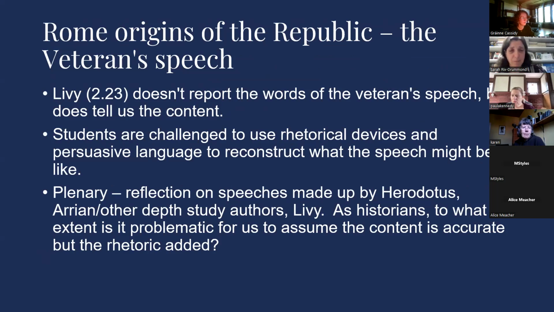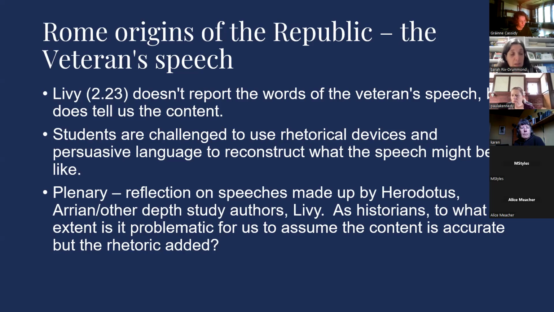And then the last thing I do for Rome is I get them to write their own veteran speech. Again, this is almost an English activity. We get a lot of really good speeches in Livy, but Livy doesn't report to us the actual words of the veteran. So the veteran is here to complain about taxation and all of the terrible treatment he's received at the hands of Superbus. The students are challenged to use rhetorical devices and persuasive language to fill out the rest of the speech. So we've got the content, what he's complaining about, but not how he complains. They have a lot of fun and it helps to reinforce the content.